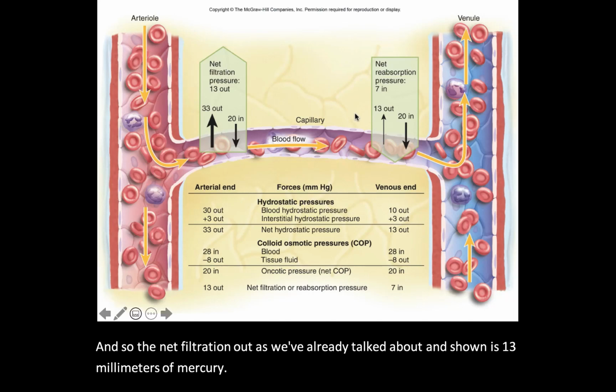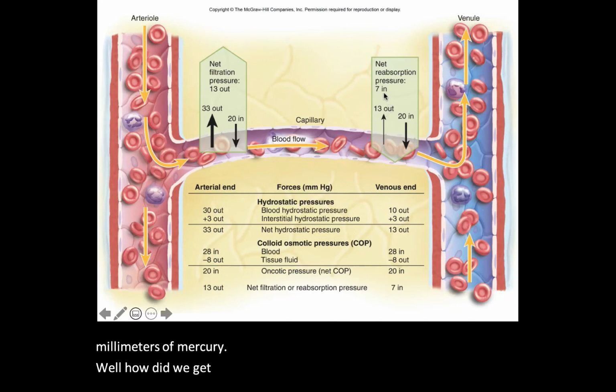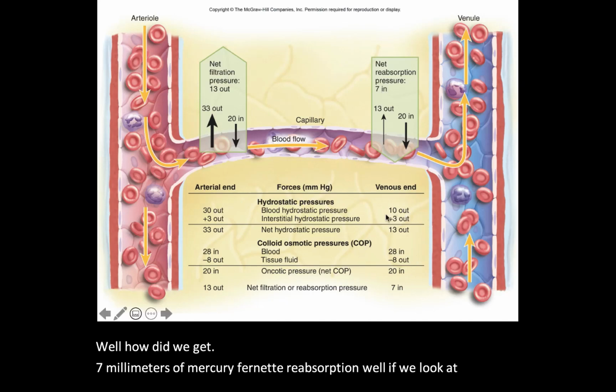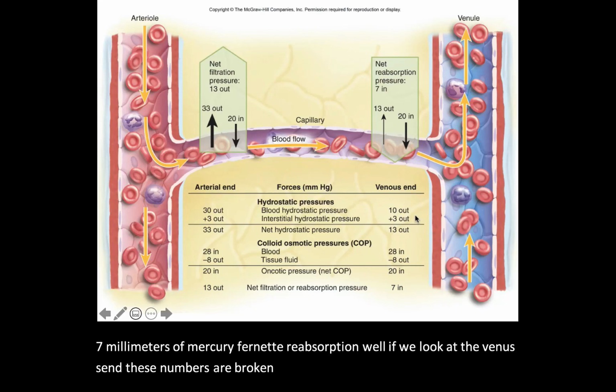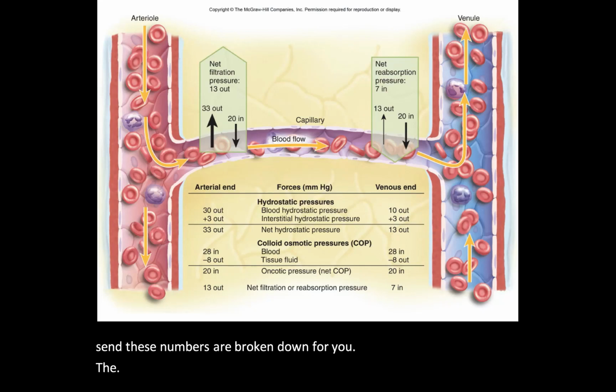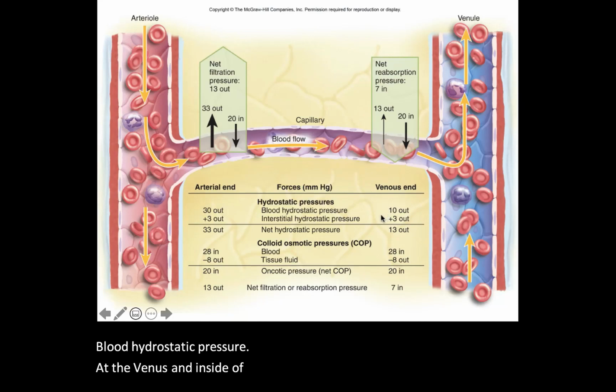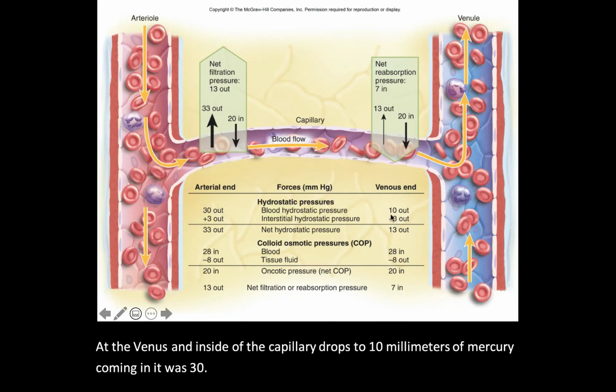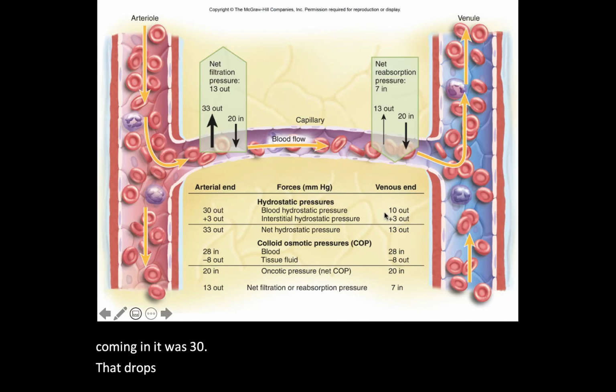Well, how did we get 7 millimeters of mercury for net reabsorption? If we look at the venous end, these numbers are broken down for you. The blood hydrostatic pressure at the venous end inside of the capillary drops to 10 millimeters of mercury. Coming in, it was 30. That drops to 10. What accounts for that drop? A loss of fluid during filtration.